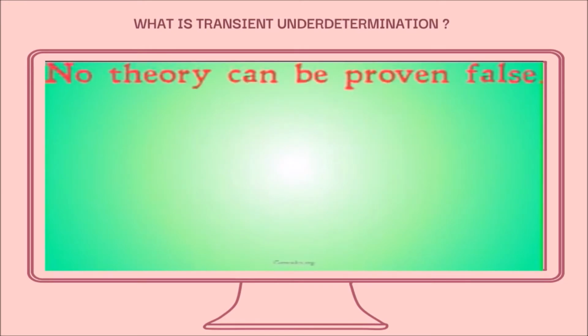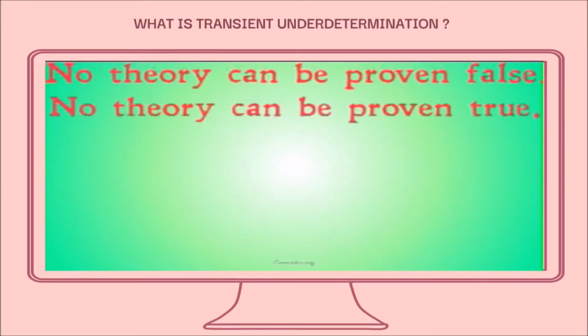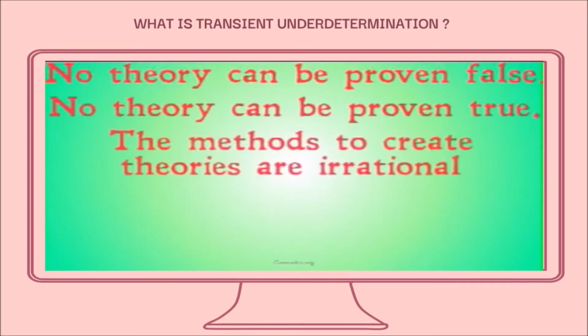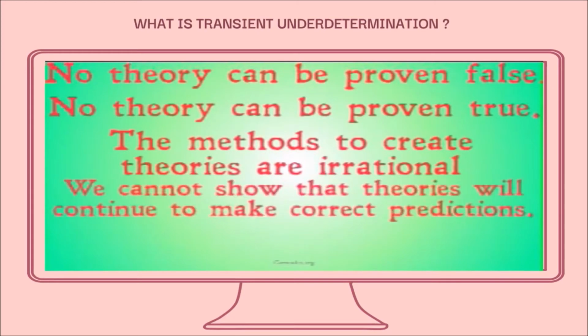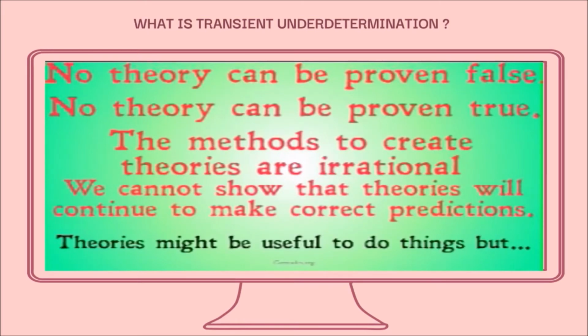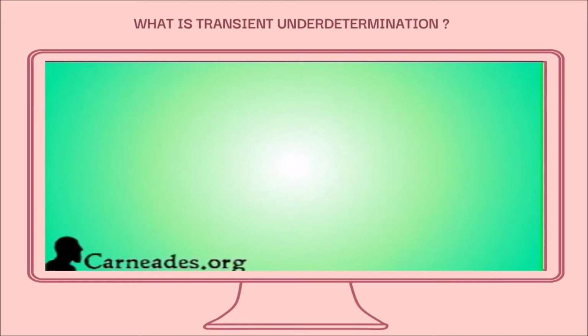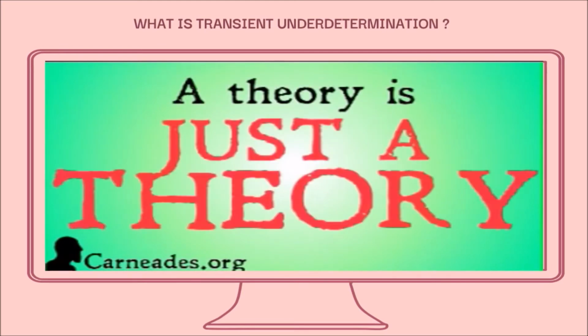So, to sum it up, no theory can be proven to be false. No theory can be proven to be true. The methods to create theories are irrational. And we cannot show that theories will continue to make correct predictions. Theories might be useful to do things, but in the end, a theory is just a theory.